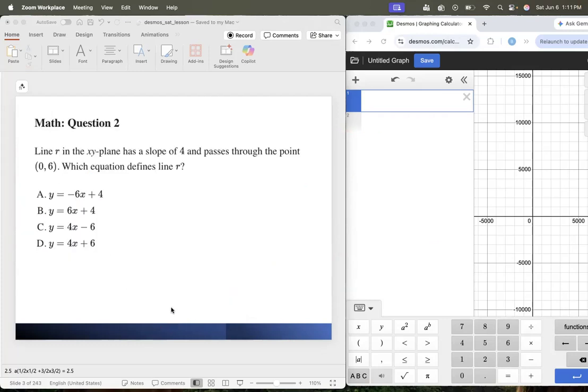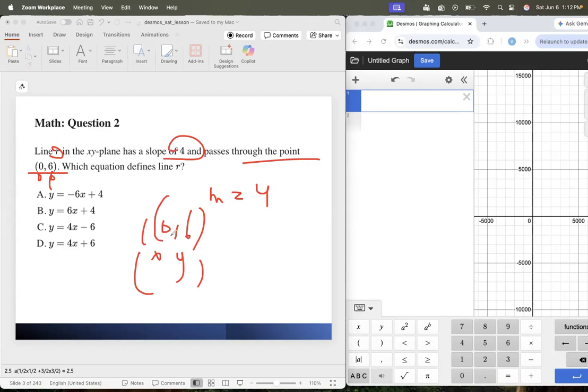Question 2, what do we have? XY plane with the slope. I've given you m is equal to 4, and the line passes through this point, 0, 6. By looking at this, if I give you 0, 6, you know this is x and y, right? If x is 0, y is 6. That's your y-intercept. So based on just looking at this question, I can draw the graph without even thinking. I know I have to have y is equal to mx plus c.